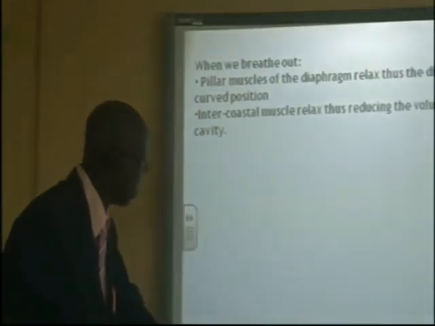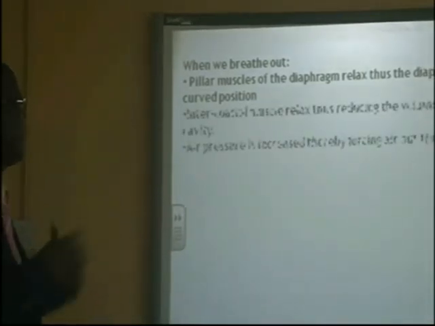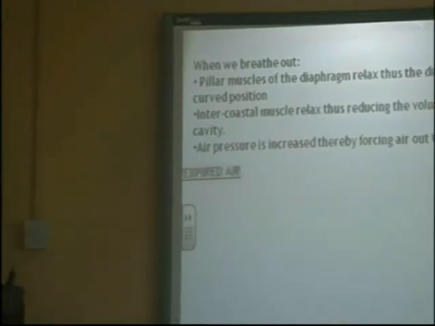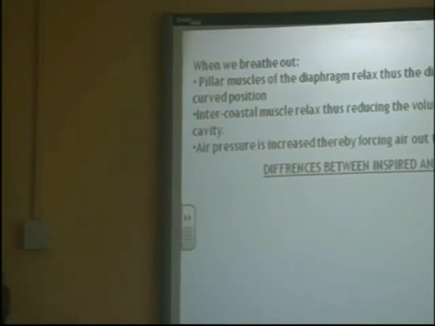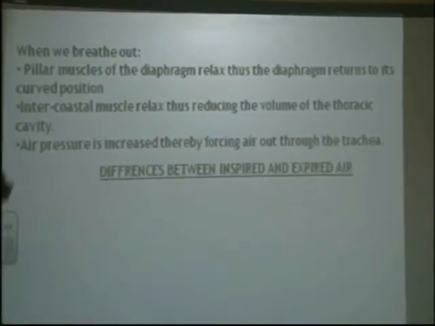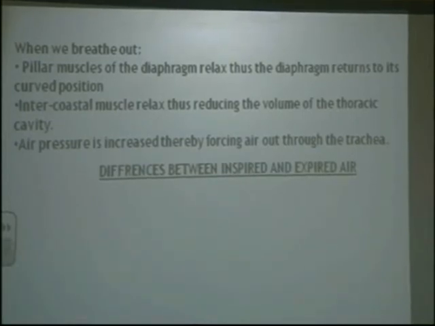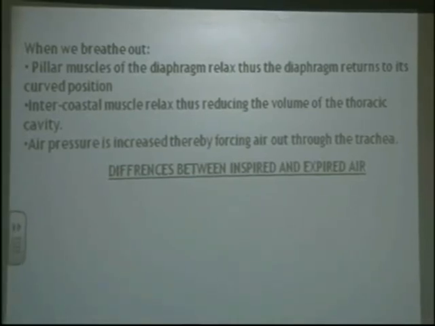Now, in comparing the two, inhalation and exhalation, when we breathe out, the air pressure is increased, and that is what actually forces the air out through the trachea and into the external environment. So when you breathe out, there are three major things that happen here. The pillar muscle of the diaphragm relaxes, the intercostal muscles relax, and then we have air pressure being increased to force the air out. And of course, that is exhalation.